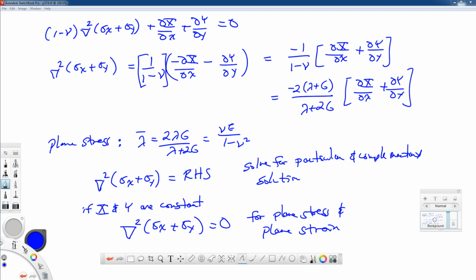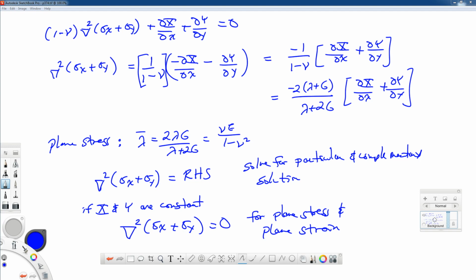Now there's a couple ways we can use this. We can find solutions to this type of equation and apply the boundary conditions and see what kind of solutions we get. However, another thing we can do is, if we have some assumed stress fields for sigma x and sigma y, we just plug them into this equation, del squared of sigma x plus sigma y, and we can evaluate whether or not that is equal to 0. If it is equal to 0, then for constant body forces, isotropic materials, we have satisfied equilibrium and compatibility relations.